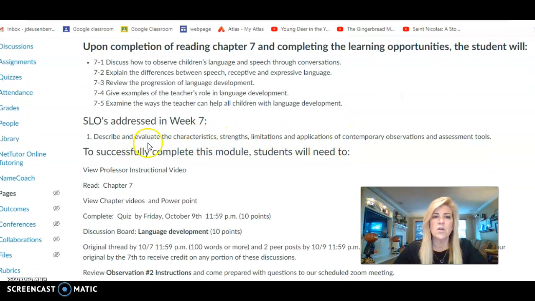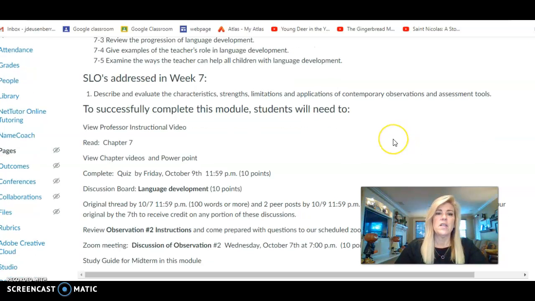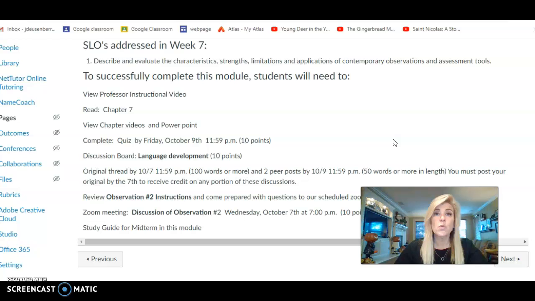As far as SLOs, we're going to hit this one this week: describe and evaluate the characteristics, the strengths, the limitations and applications of contemporary observations and other assessment tools. To be successful, you are going to have to read chapter 7. You will once again complete the quiz by October 9th, which is Friday. It's worth 10 points. Make sure you review the videos and the PowerPoint prior to that. They'll all help. And the discussion board this week is language development.